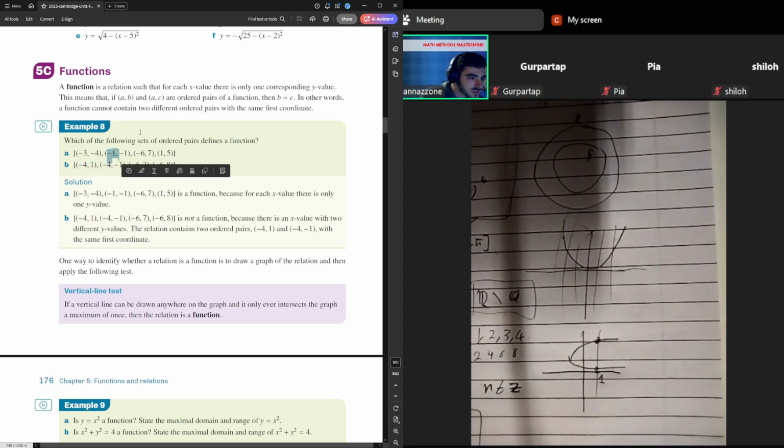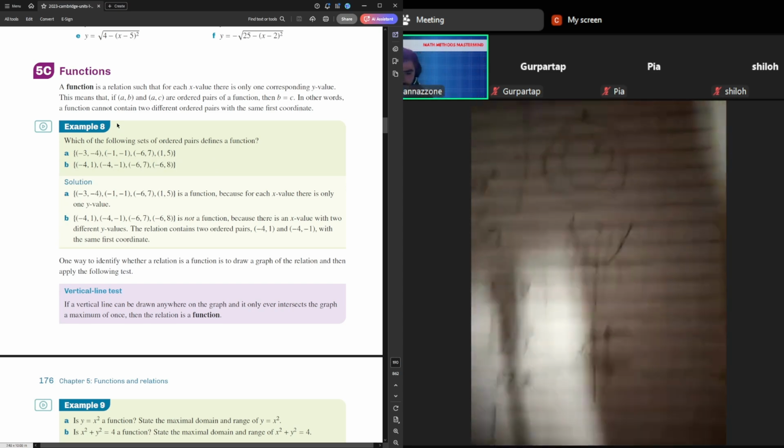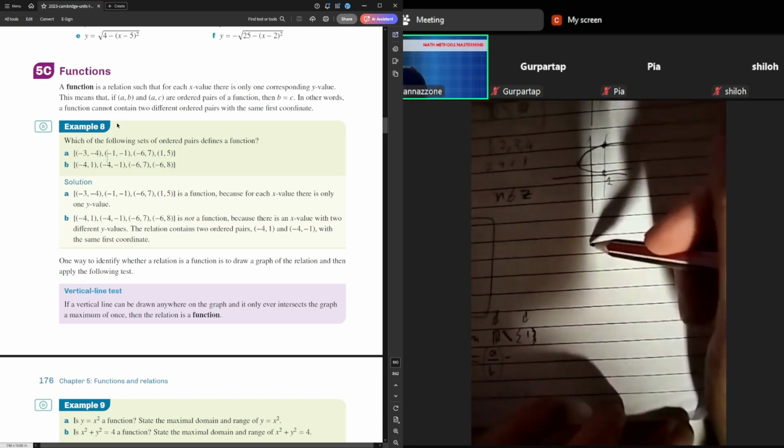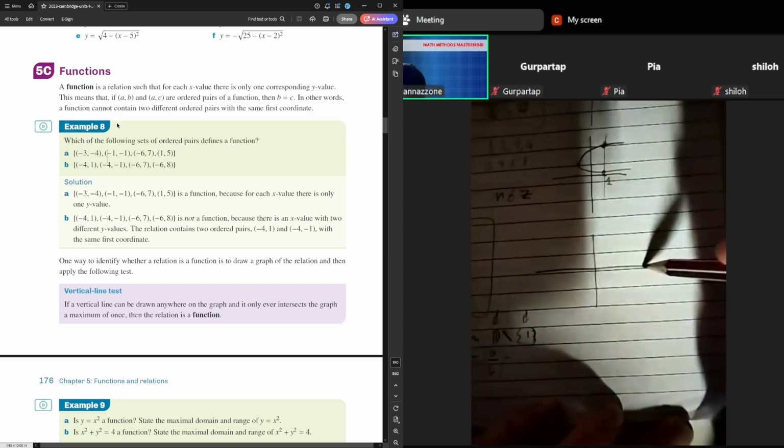If you're good at picturing this though, feel free to just look at it and see, do I have any duplicate X values? And if so, do I get a duplicate Y value? That's one way of doing it if you're really talented with that. The other way would literally be just to sketch and see if there's any vertical line test fails.